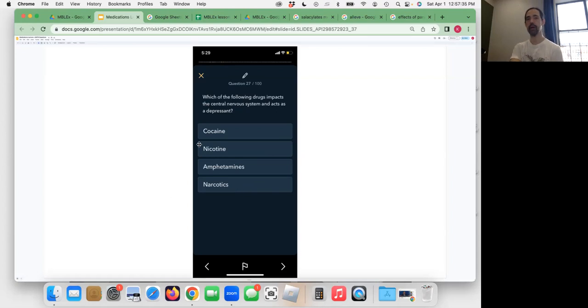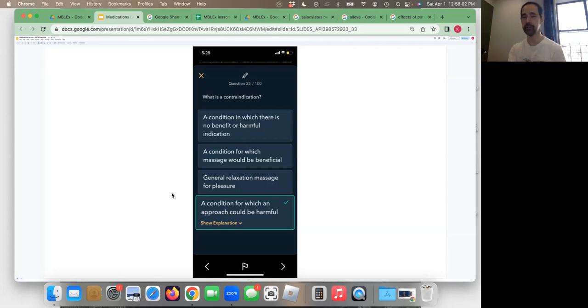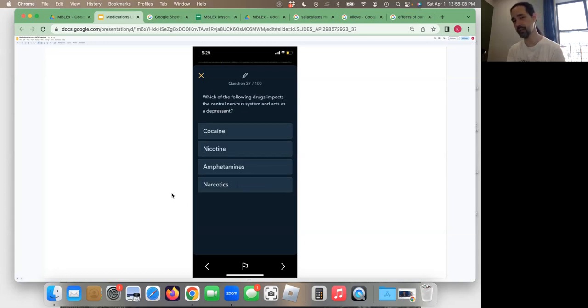Which of the following drugs impacts the central nervous system and acts as a depressant? Oh, guys, by the way, a recommendation for study technique. All these files are available to you in the MBLEx folder. When you get something wrong, write it down. Write down the date at the top of your study guide, and write down contraindication, and then go to the question on contraindications. Make sure that you practice this a couple times till it's really clear. There are some things you have to just practice until you memorize them, but the best is to actually understand things.